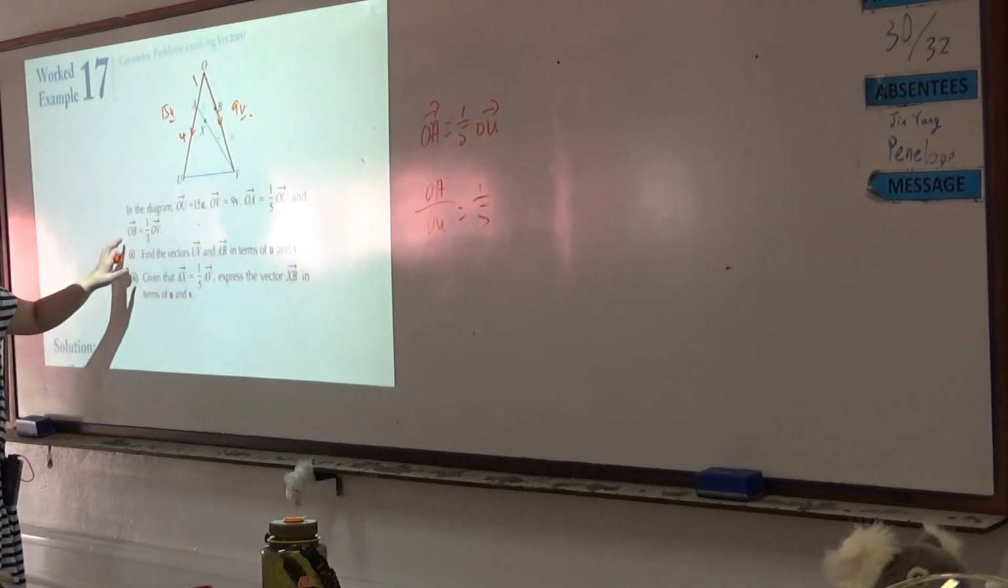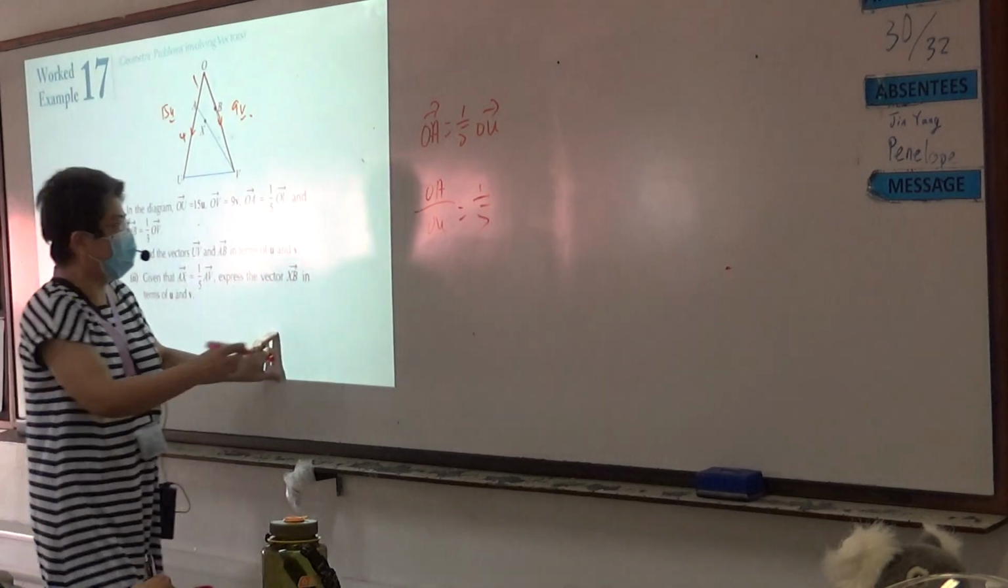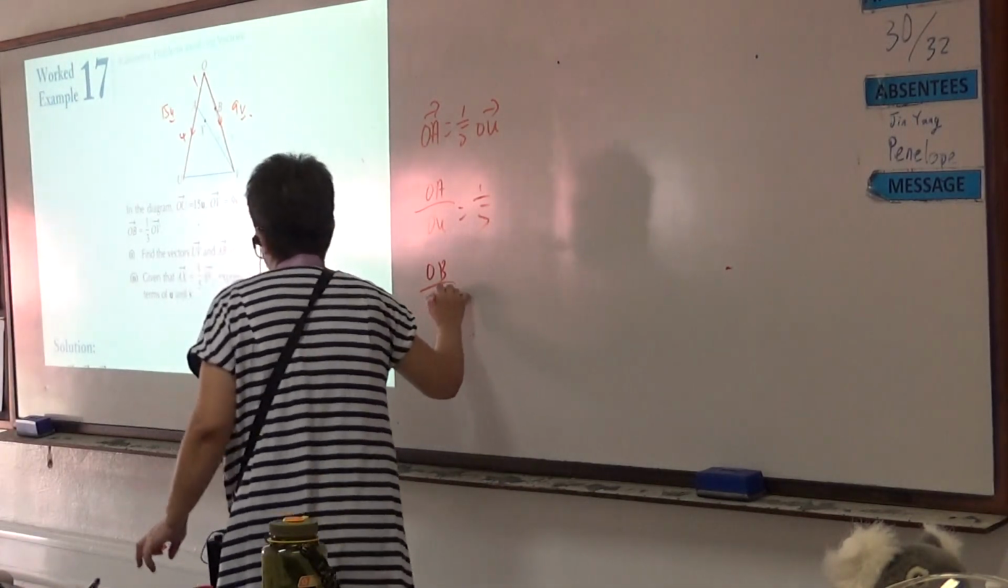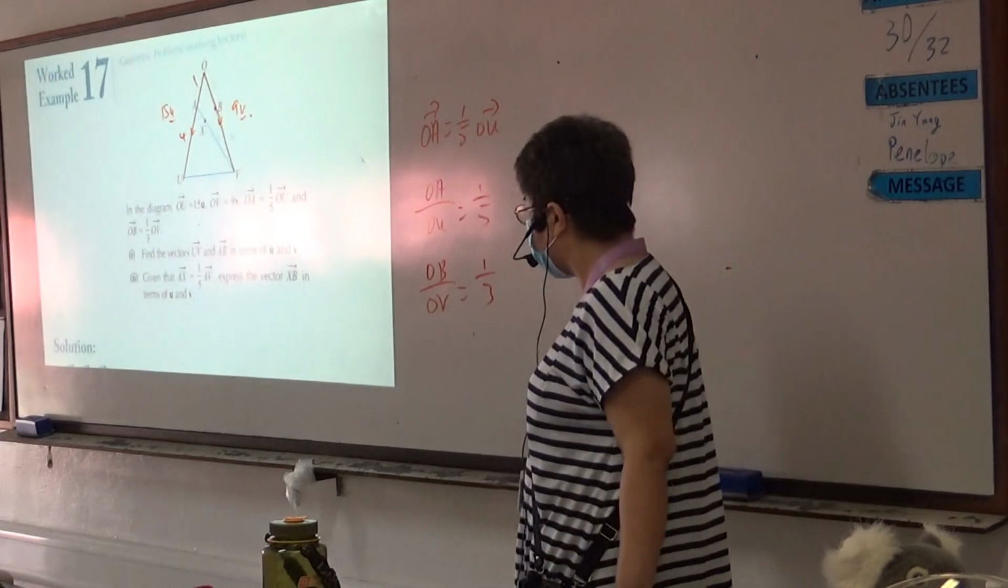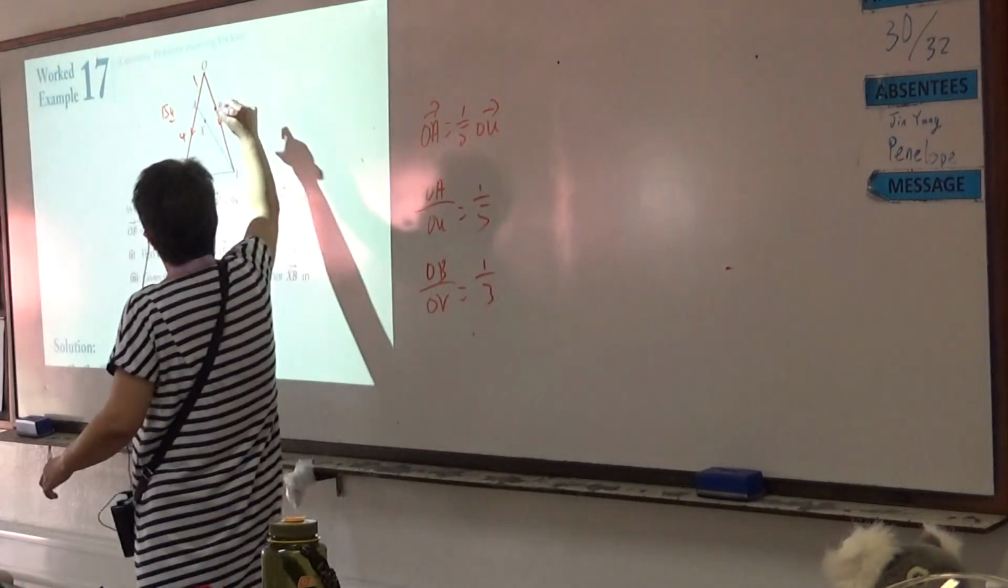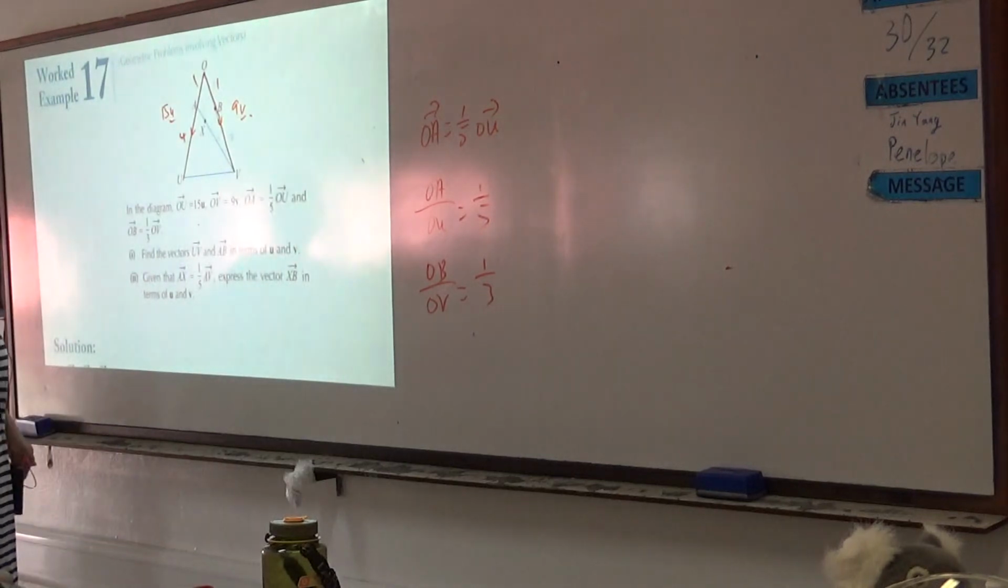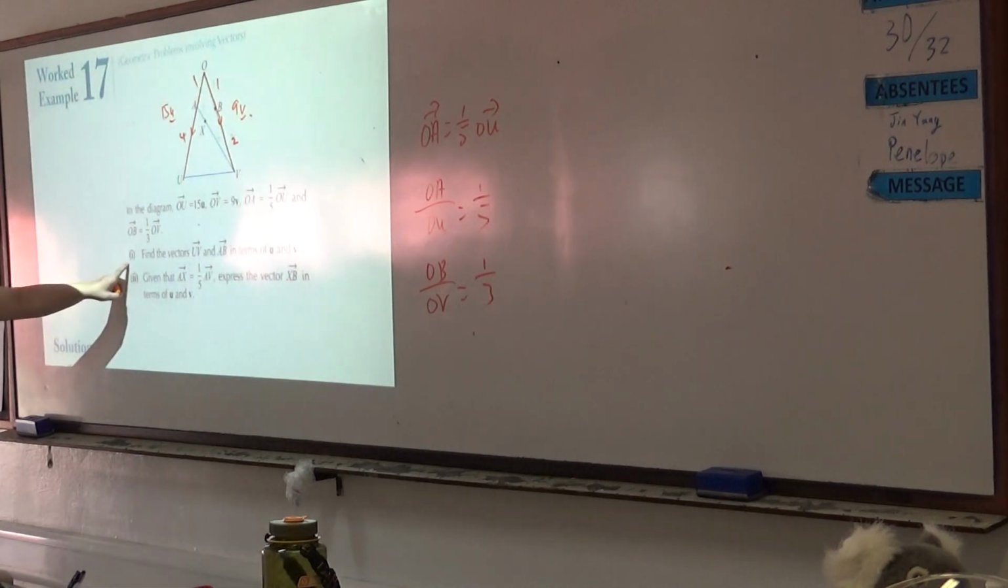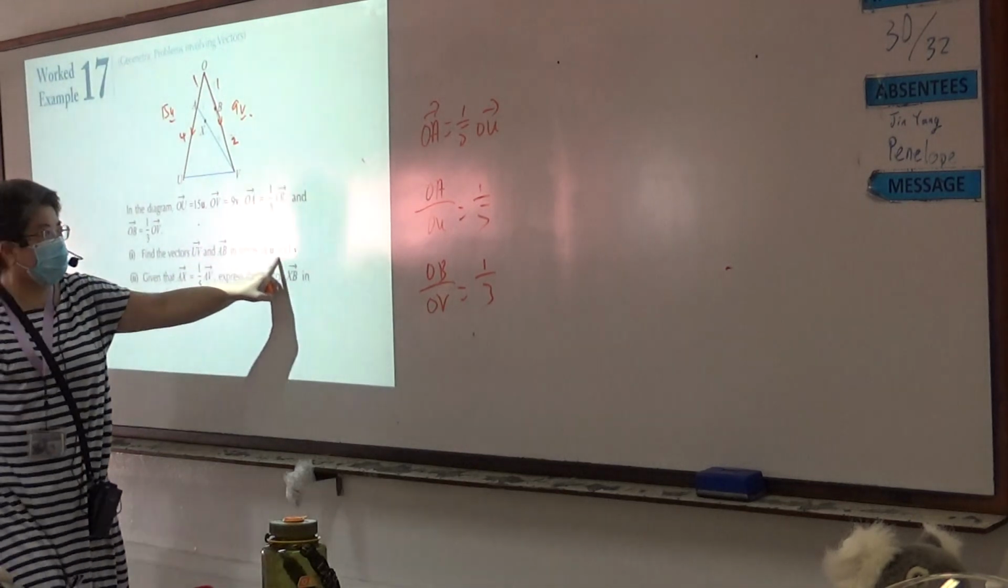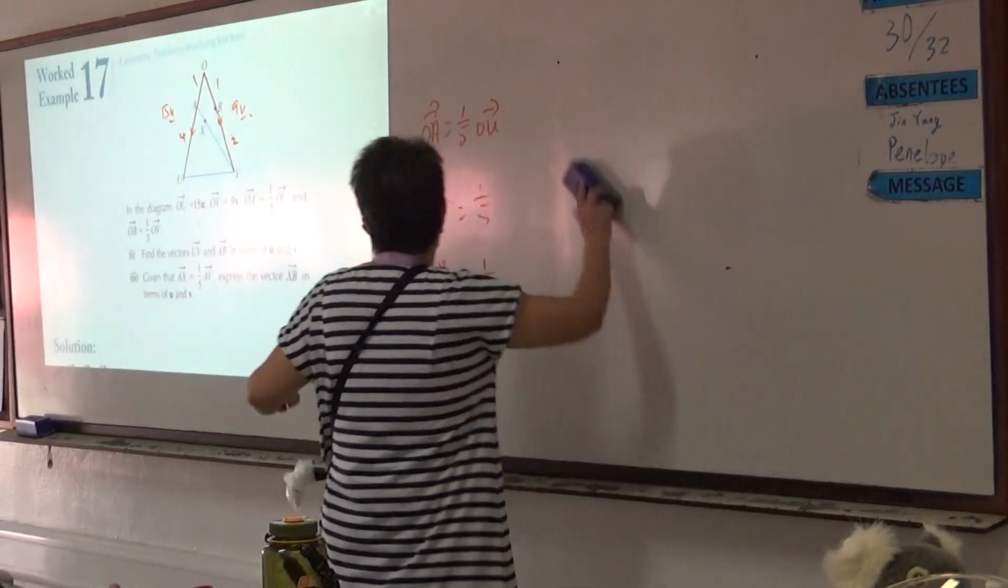Okay? Now, next. OB is 1/3 OV. So OB over OV is 1/3. That means this is 1 unit, and this will be 2 units, can you see? Because total is 3 units. Everybody clear? So do you know how come I have the small letters there? Because I want to see what it is. You must establish this first. Okay, now. Find the vectors UV and AB in terms of U and V. Okay, let's work this out.